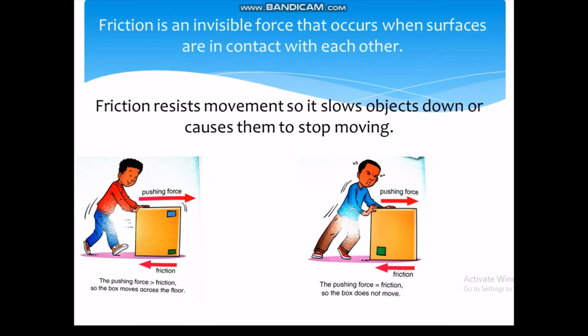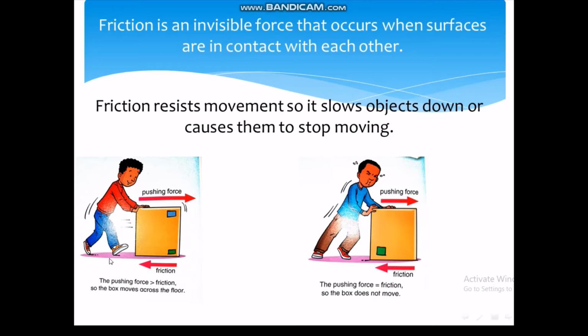Now let's move to another force, which is friction. Friction is an invisible force that occurs when objects come into contact with each other. The objects that are in contact with each other here in the two pictures are the box and the ground. When two objects move past each other, they exert force on each other, and we call the force that acts against or resists movement friction. And it slows down or even stops things from moving.